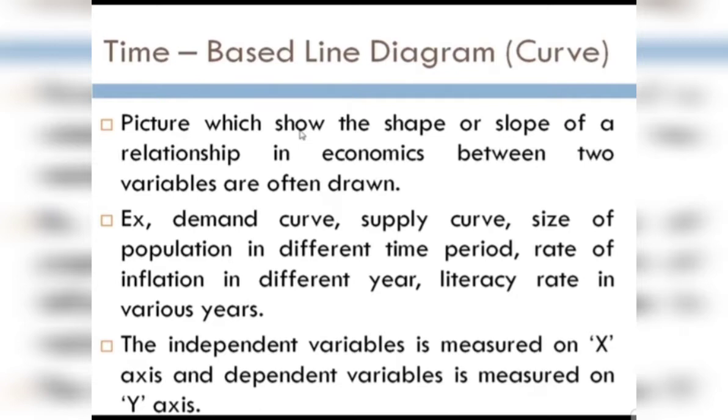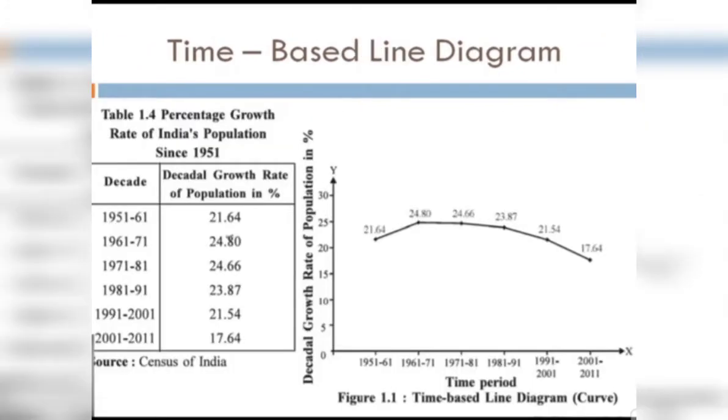Now we'll see the diagram related to the time based. Now you can see the diagram related to this on your screen, that is the decades are mentioned over here, from the years 1951 to 61, 61 to 71 and so on accordingly. And decade growth rate of the population is mentioned in the percentage. On the x-axis you will mention the years, that is the independent one, and on the y-axis you will mention the population as we have already done in that particular description.